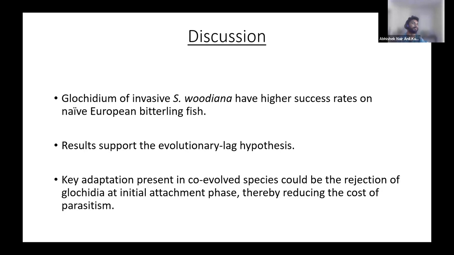Something that we maybe did not really expect to find here is that maybe the key adaptation, and this is not final, this is just assuming, the key adaptation present in the co-evolved species, that is the East Asian species of bitterlings, which makes them poor hosts for glochidia of woodiana, is probably their ability to reject glochidia at the initial attachment phase, as I showed in my first result slide. This I think could reduce the cost of parasitism, but of course I do not know that for sure right now. Maybe that's a direction in which I could go ahead in the future, and I plan to look at physiology too, so maybe that's where I'm headed.